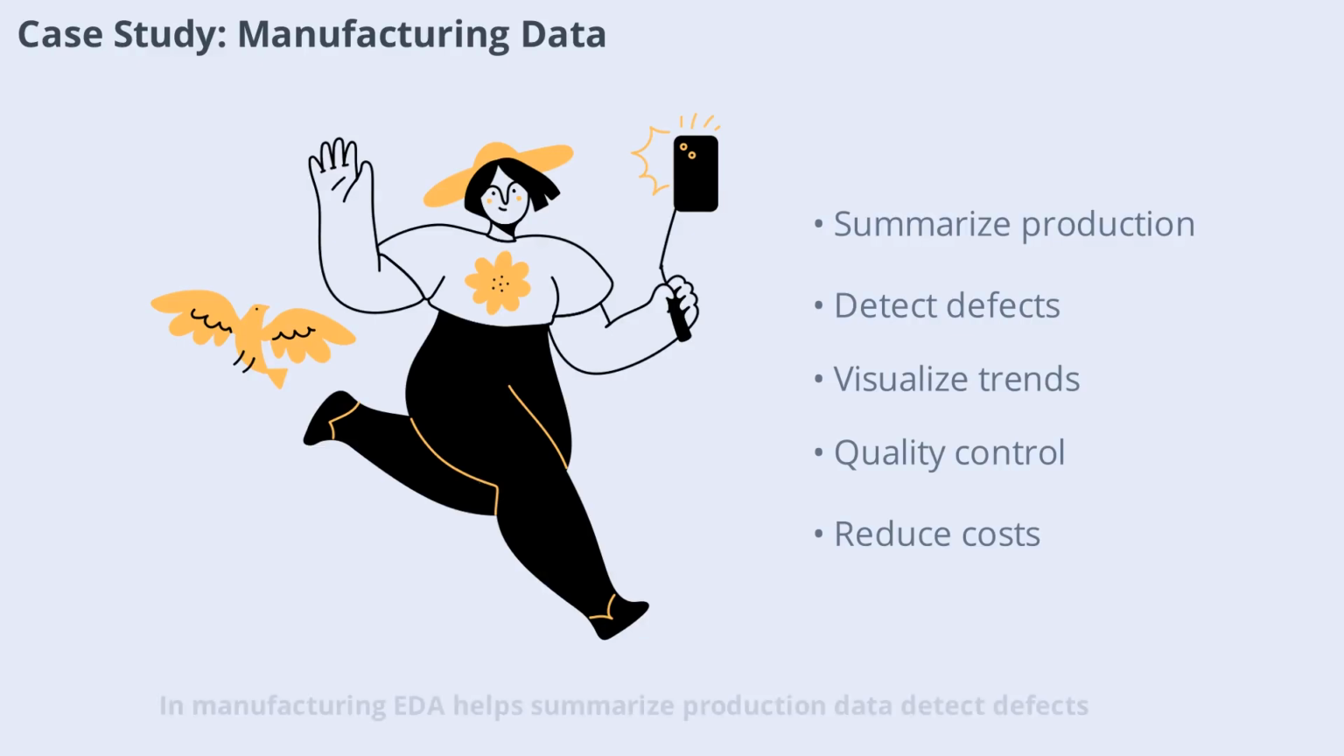In manufacturing, EDA helps summarize production data, detect defects, and visualize process trends. Early detection of anomalies can improve quality control and reduce costs.